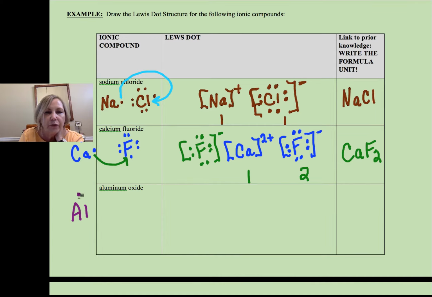Aluminum has 3 valence electrons. It's going to lose all 3 valence electrons to become plus 3.